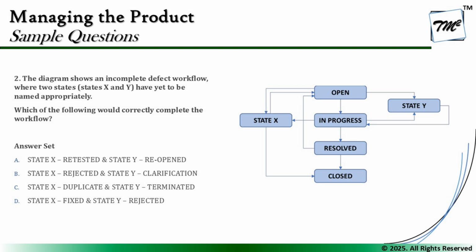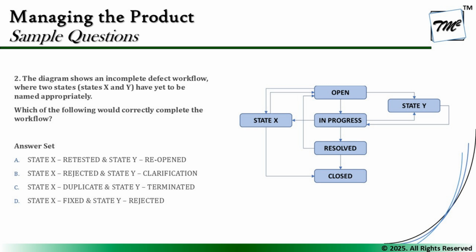And once it is rejected, it can even go to the close directly. Whereas Y says clarification. That means if the details have not been provided, it can go to clarification. But once it is clarified, it will go to in progress. And from in progress, again, it can come back to the clarification needed. So yes, that perfectly fits, but let's cross check.